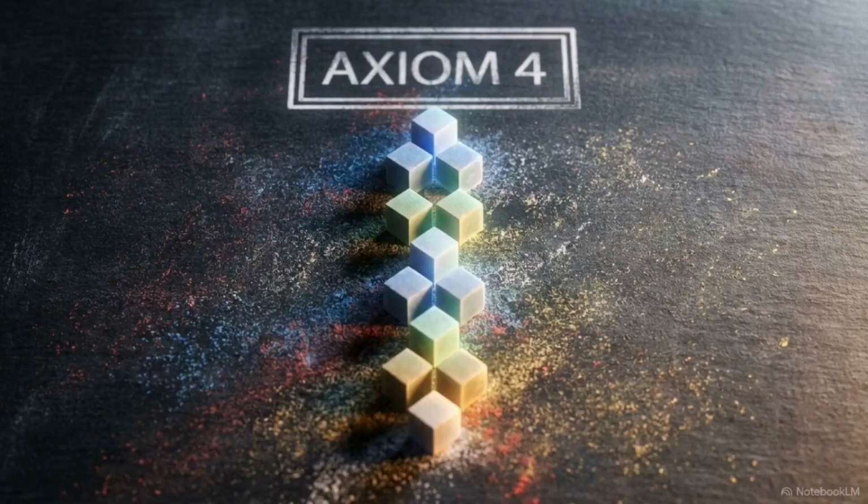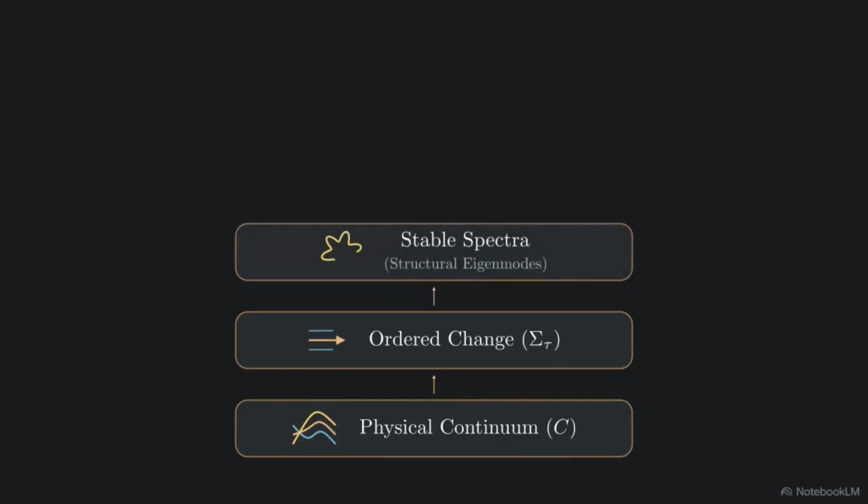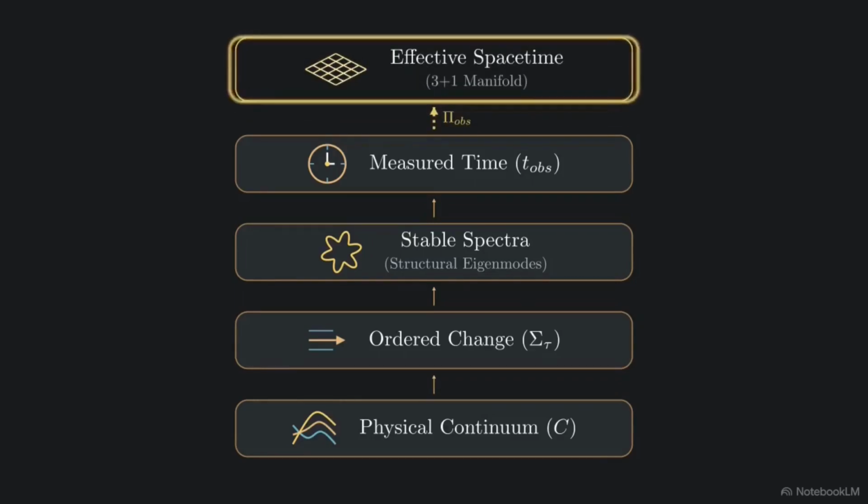Forcing theoretical models through the strict bottlenecks of axioms 0 through 4 creates a mandatory sequence for physical reality. The framework maps this out in equation 19, a derivation architecture showing exactly how classical physics must emerge from the underlying rules. It begins with the physical continuum, which undergoes intrinsic ordered change. That change eventually generates stable or metastable structural eigenmodes, what we observe as stable spectra. From stable spectra, we extract stable, observable processes. We count their cycles to invent measured time. Finally, we map measured time onto space to construct our classical model of an effective spacetime.